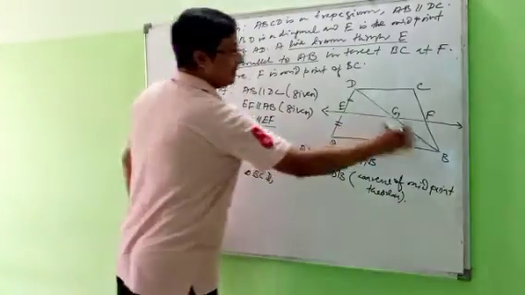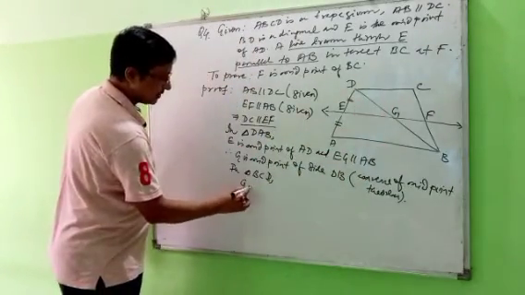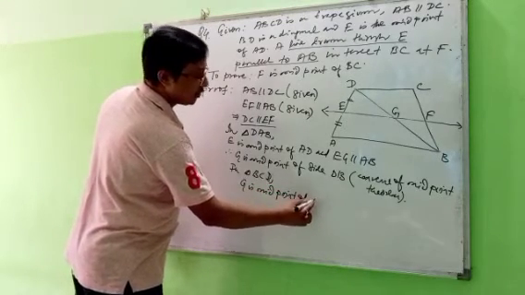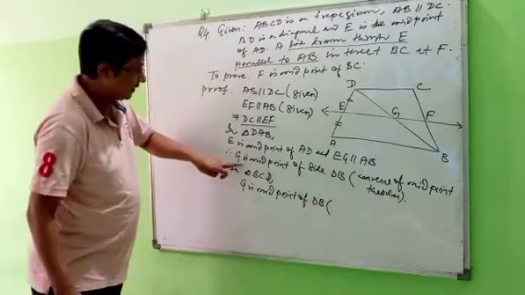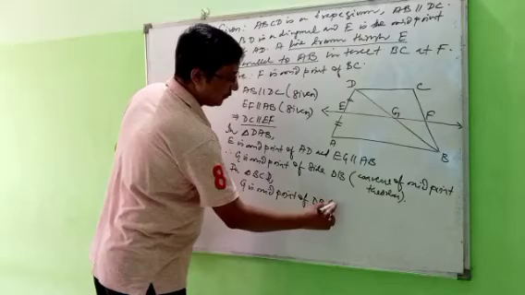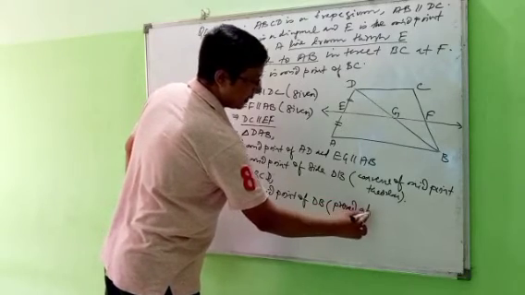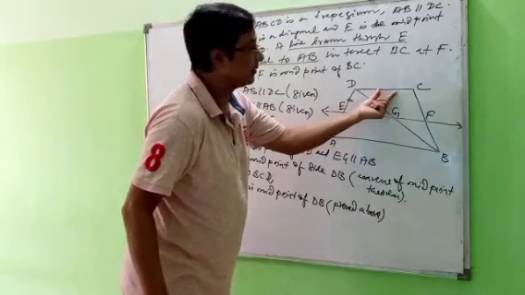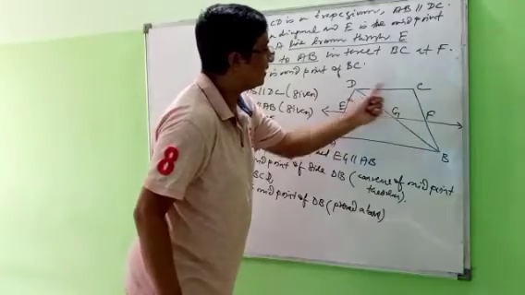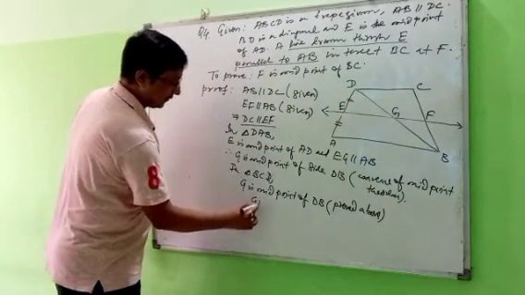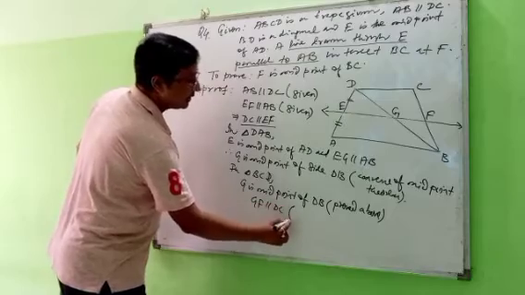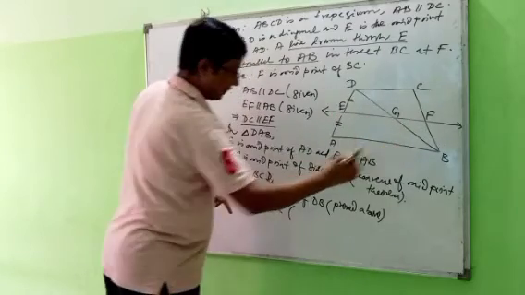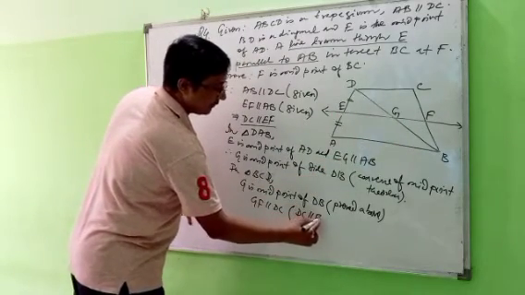So in triangle BCD, G is the midpoint of DB. Why? You have proved it above. And then GF is parallel to another side, that is the side DC. So GF is parallel to DC. Why? Because we have proved that DC is parallel to EF.